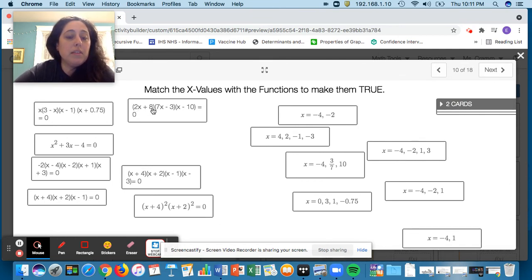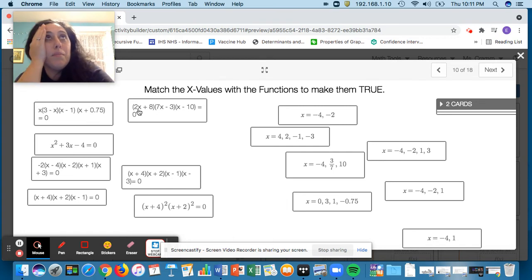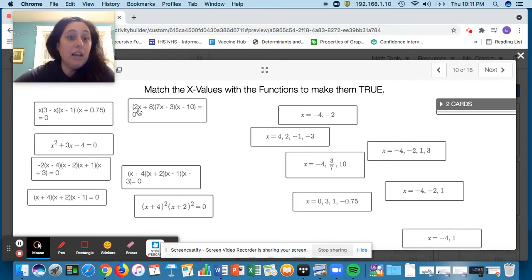So 2x plus 8. Well, I know that this would have to be a -8, right? Because -8 plus 8 is 0. So what 2 times what number would be -8? Right. Oh, okay, I think I got it. So -4, right? So 2 times -4 would give me -8 plus 8. That would make this 0. So I'm looking for -4, trying to remember that.